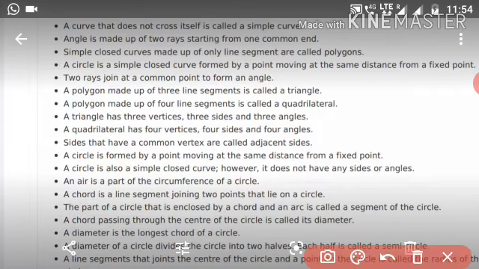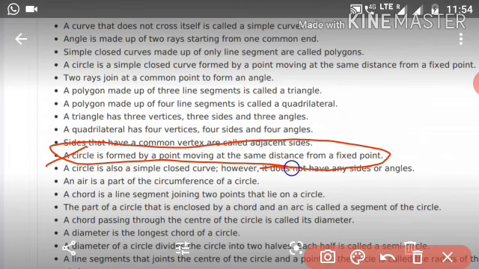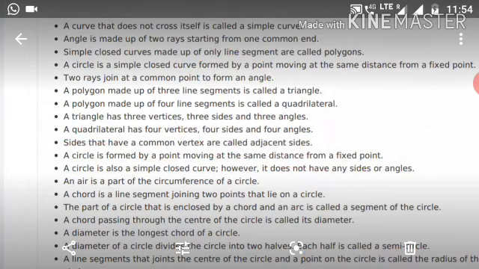Now a circle is formed by a point moving at the same distance from a fixed point. Now this already I have explained. A circle is formed by a point moving at the same distance. Suppose this is a point, and it will move equally, isn't it? So from the point it will be equal, so that is called what? Circle.